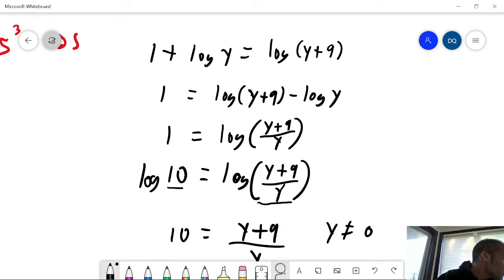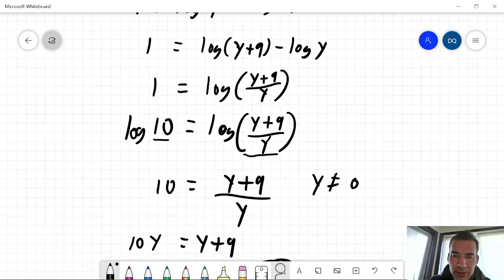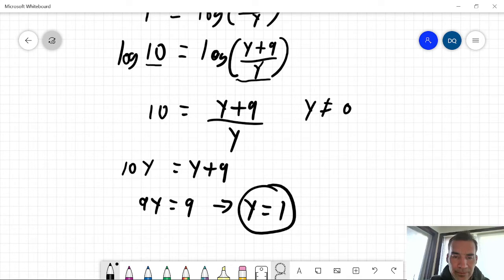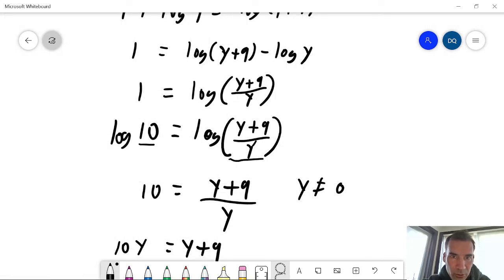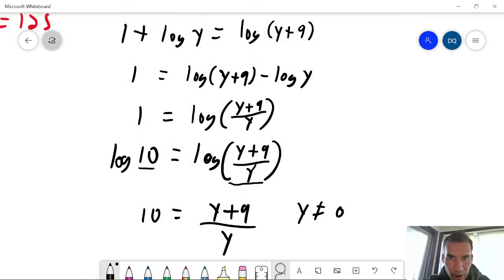Okay, so now I'm going to do one last example. And this one will turn into a quadratic, and then I'm going to find some extraneous roots. You see here, if y is equal to 1, let's check to see if this works. If y is equal to 1, then we've got the log of 10, which is defined, and the log of 1, which is also defined, so we're good.